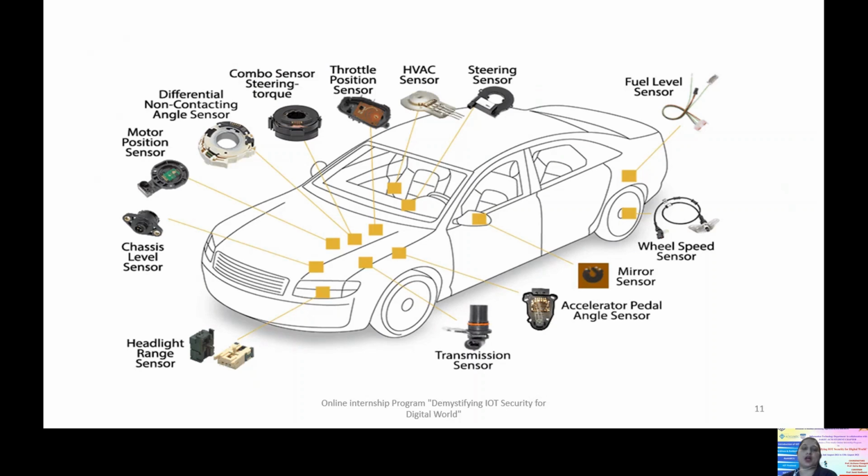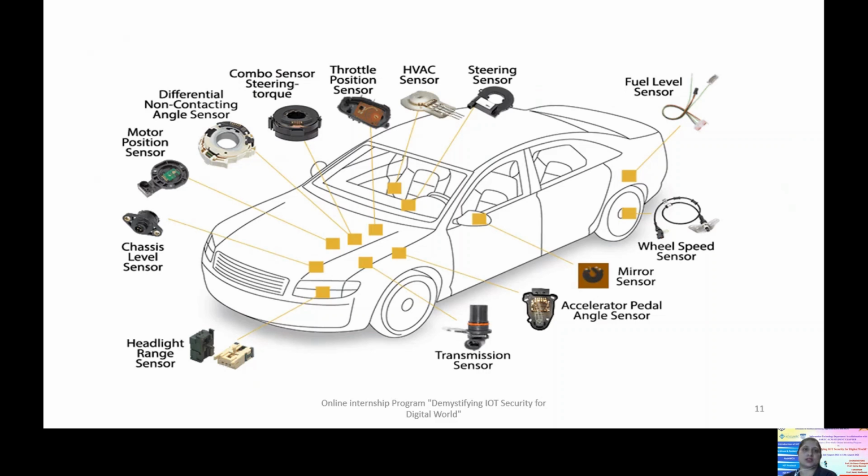Now, if you go for the automations in the car, we can use different types of sensors. I showed some examples where we can use different types of sensors to do the automations in the car. For example, we can use a motor position sensor.